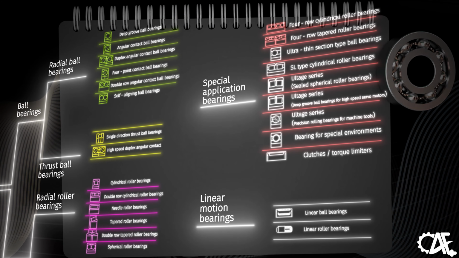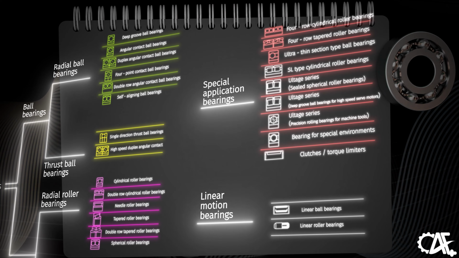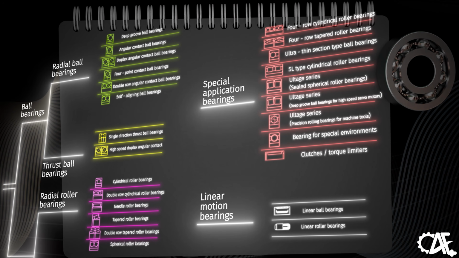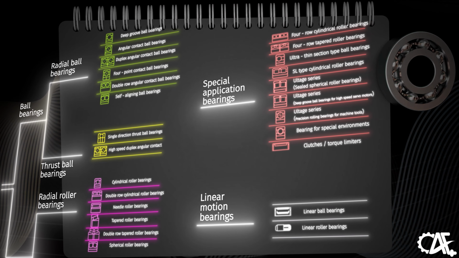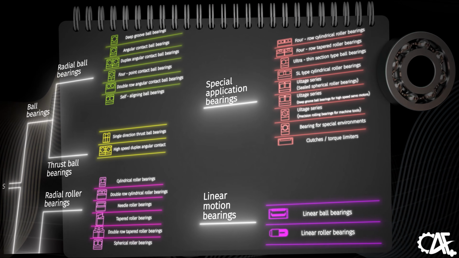For a quick glimpse, we have the 4-row cylindrical and tapered roller bearings that cater to high-load applications. The ultra-thin section type ball bearings are tailored for space-constrained cases, while the SL-type cylindrical roller bearings bring enhanced performance. The Ultage series showcases advancements across various bearing types, from sealed spherical roller bearings to those made for high-speed servo motors and precision tools. Not to forget the bearings specifically made for unique environments and the clutch torque limiters designed for precise torque management. Lastly, the linear ball and roller bearings pave the way for smooth linear motion in machinery.